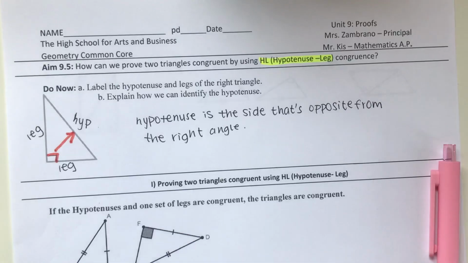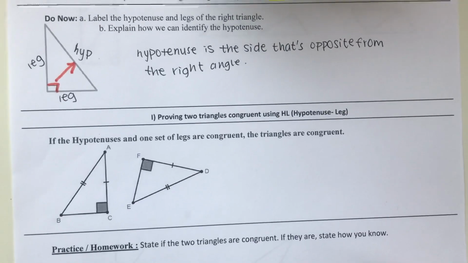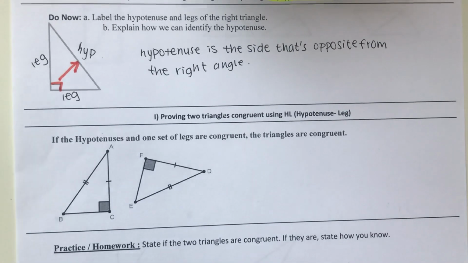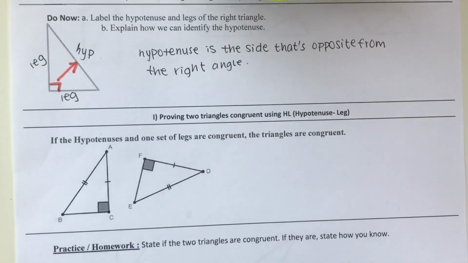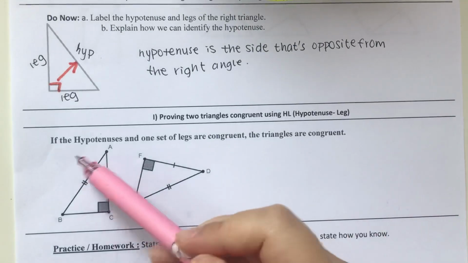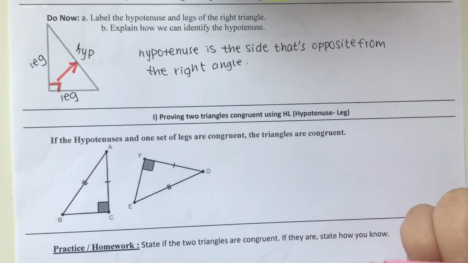Okay, so today we're proving two triangles are congruent by HL, meaning that you need the hypotenuse to be congruent, and you need a pair of legs that are congruent to each other. If the hypotenuse and one set of legs are congruent, then the two triangles are congruent.